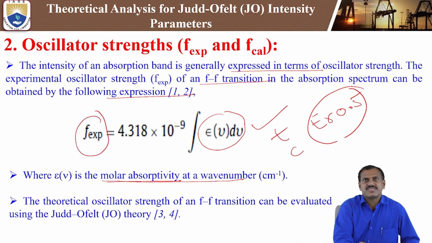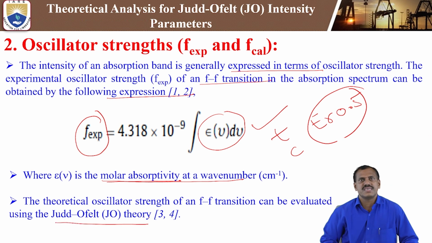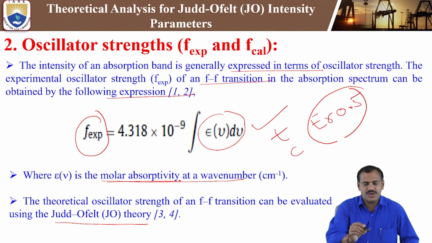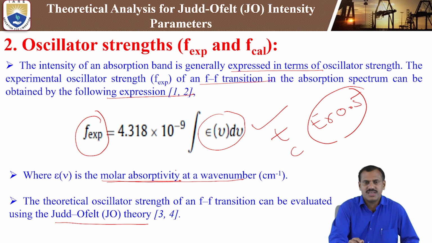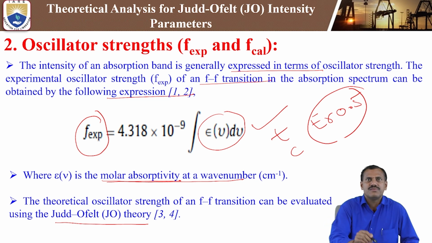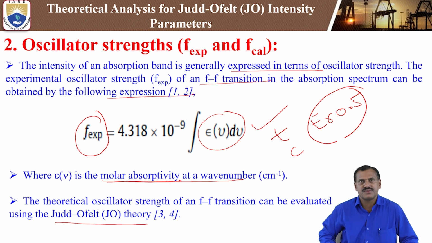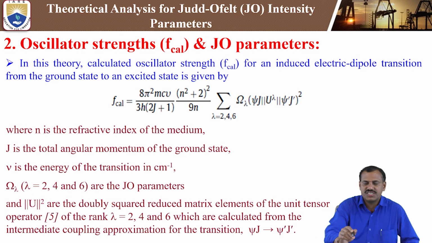So the theoretical oscillator strength of the f-f transition can be evaluated by using the Judd-Ofelt intensity theory. By using the Judd-Ofelt intensity parameters, we first need to calculate the f experimental value. By substituting into the Judd-Ofelt intensity theory, we can get the f calculated value. This is the experimental value, and the other one is the calculated value, which we obtain by using the Judd-Ofelt intensity theory. This is the oscillator strength f calculated and the JO parameters.